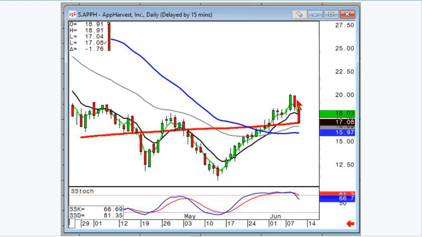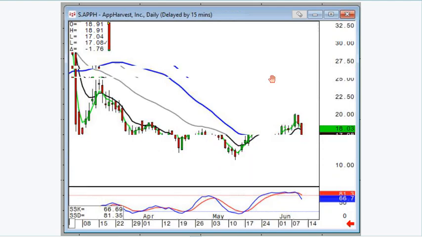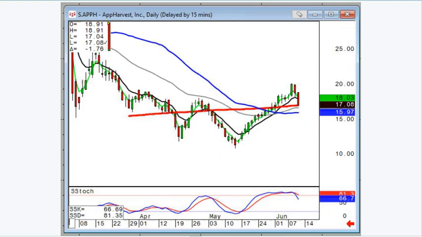All right, so we had a bearish Harami. Let me make this a little bit smaller. On APPH, it was a good trade. There's your bullish Harami, best friend type signal.